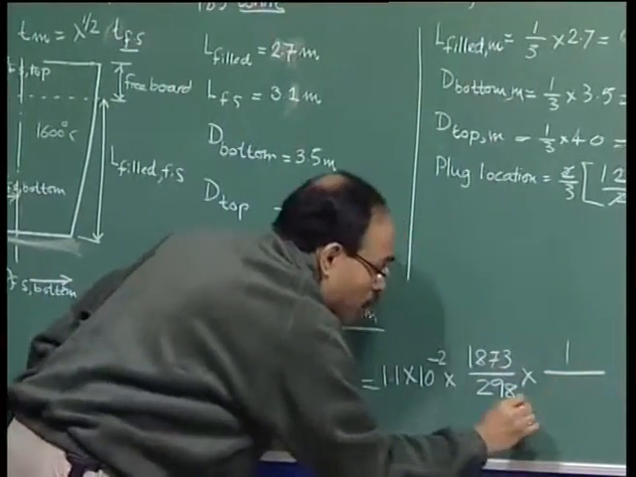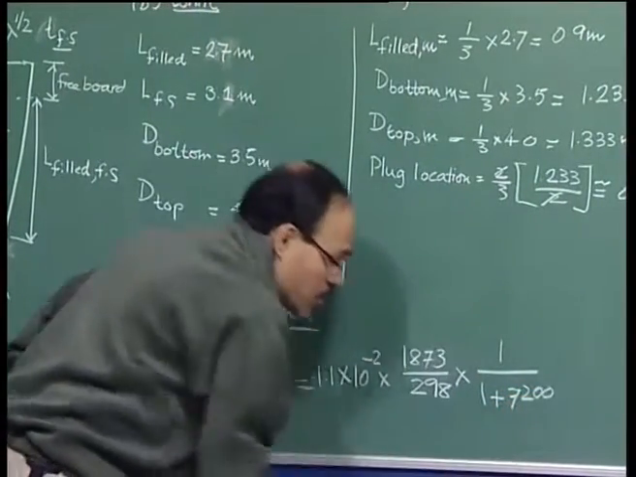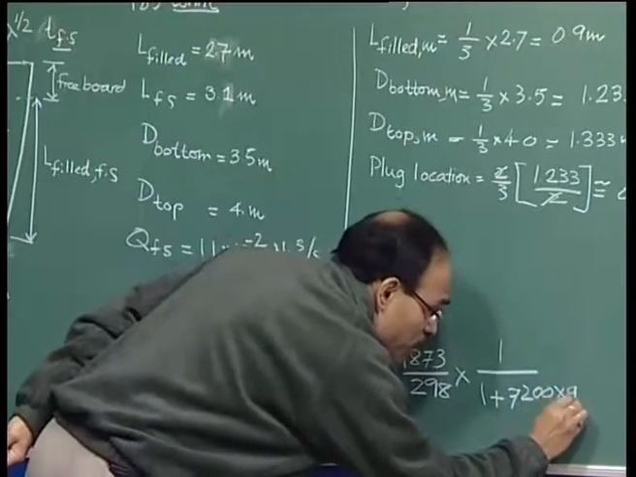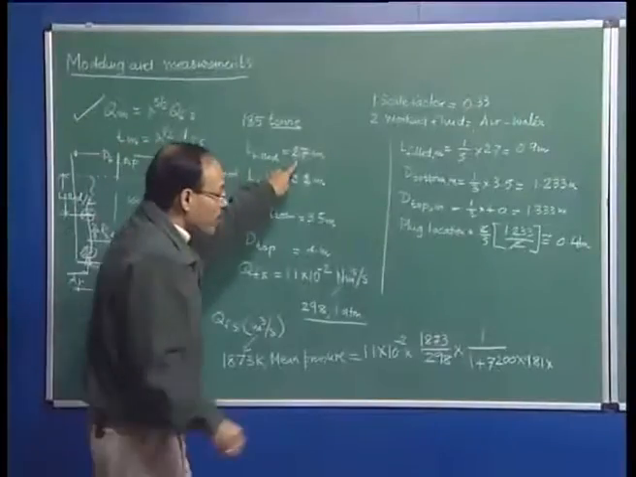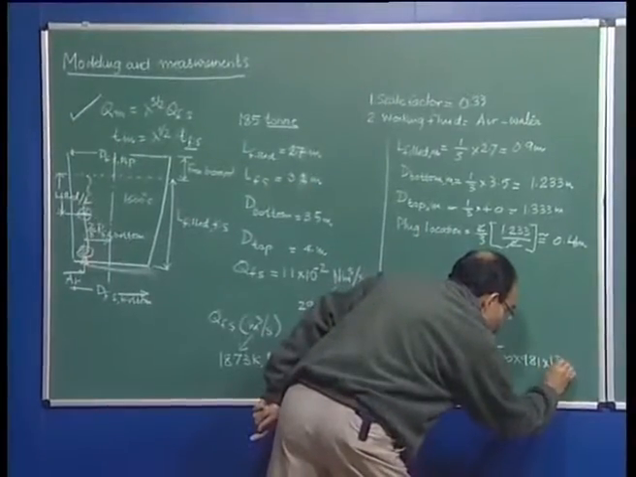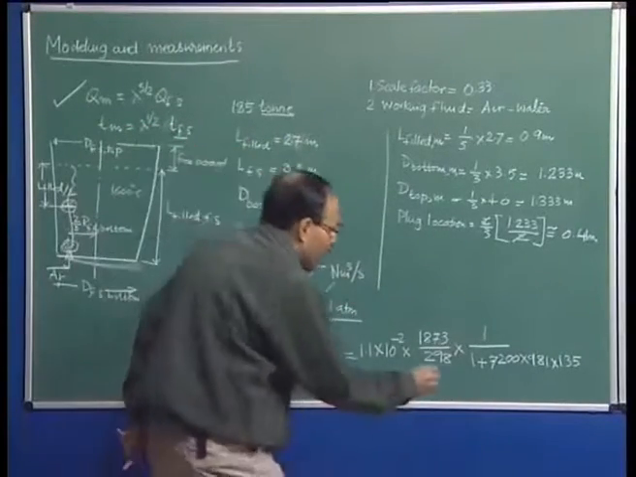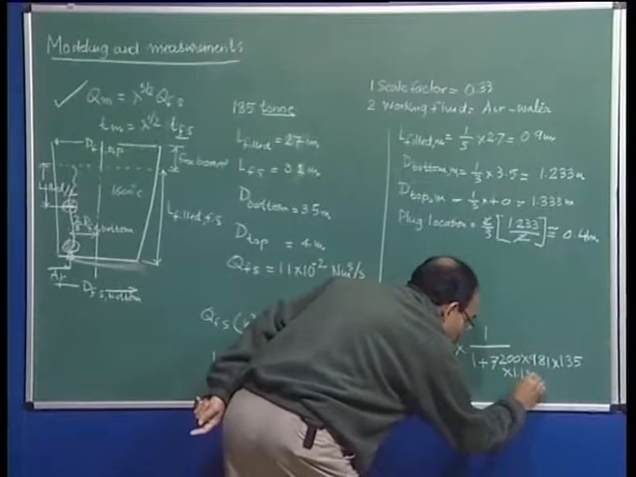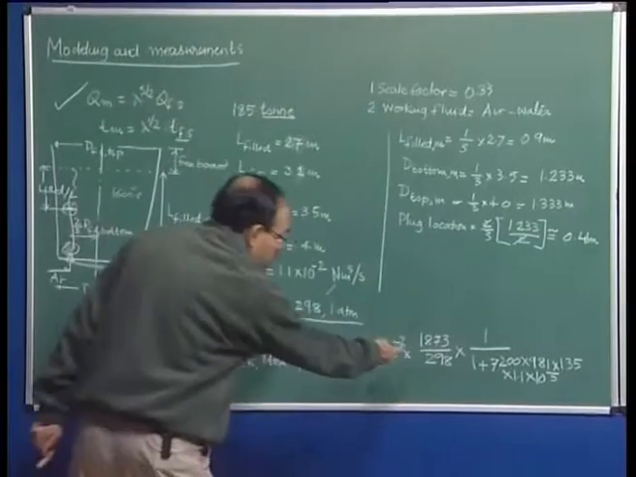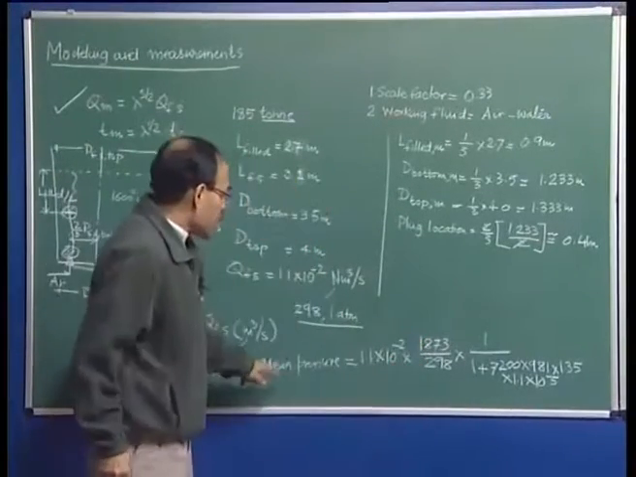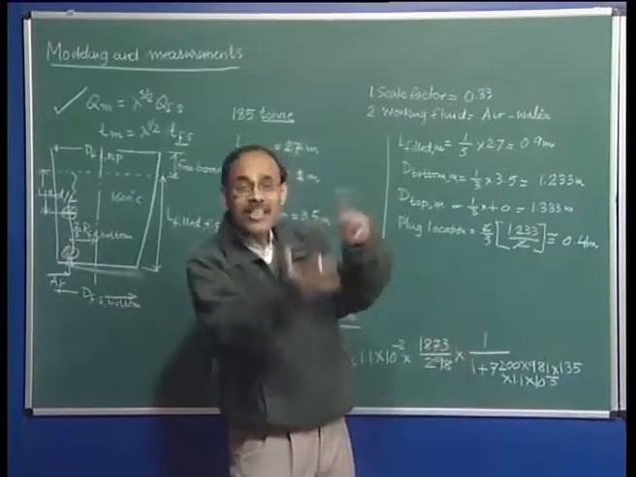So, 1 divided by 1 plus rho, I take 7200 as steel density, g which is 9.81, and then L filled by 2, and my L filled is 2.3, so it is going to be 1.35, and I have to convert this into atmosphere. So, I have to multiply this roughly by 1.1 into 10 raised to the power minus 5. Because of this component, the gas volume is going to be increased by a factor of 6. Because of this component, it is going to be decreased by a factor of 2.